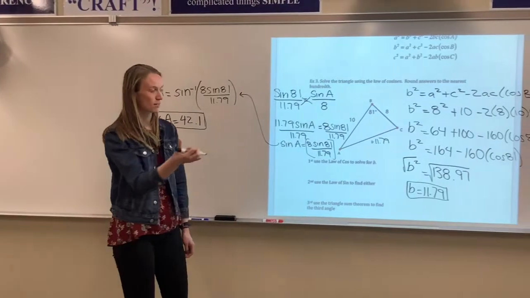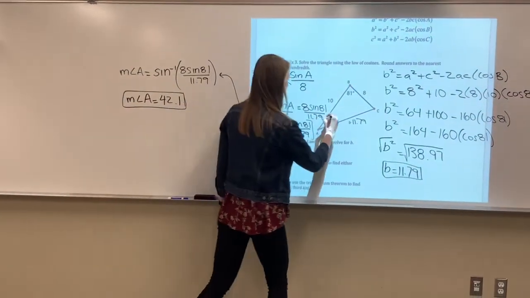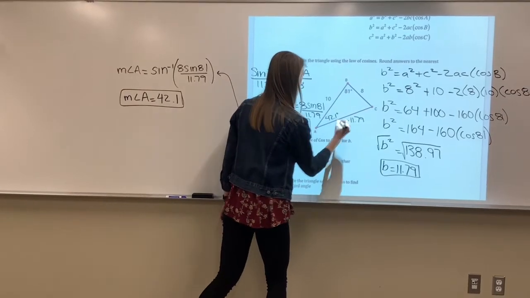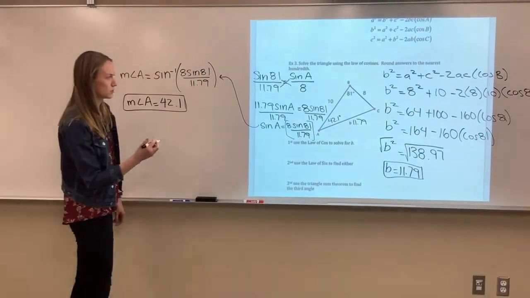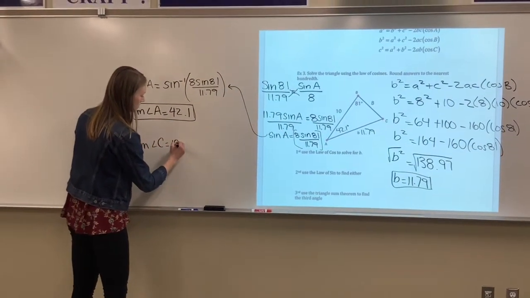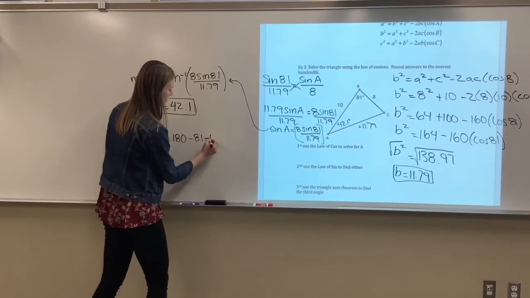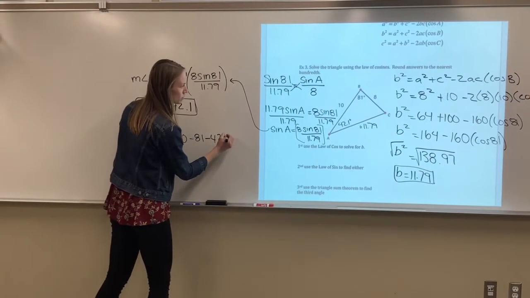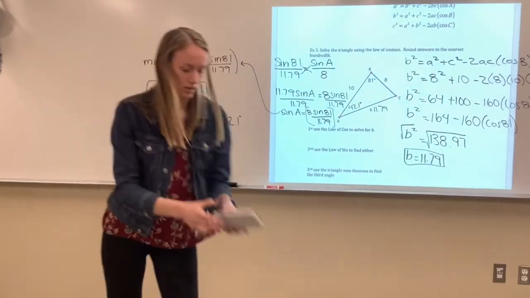So step 1 was law of cosines. Step 2 was law of sines to find A. So 42.1 degrees. And then step 3 is to find C, and we know that they all add up to 180. So we can say the measure of angle C equals 180 minus 81 minus 42.1 degrees. Put that into your calculator.